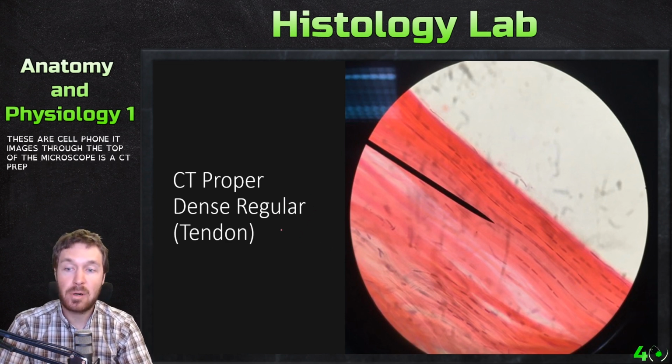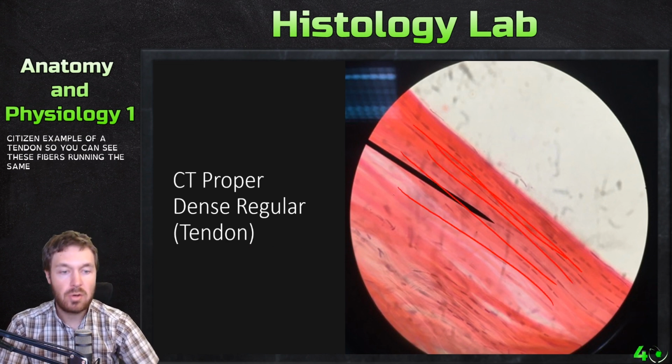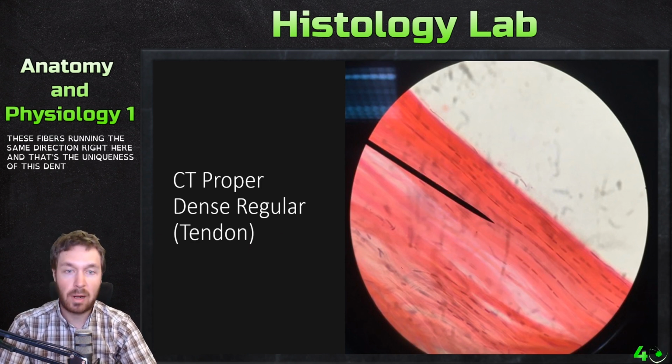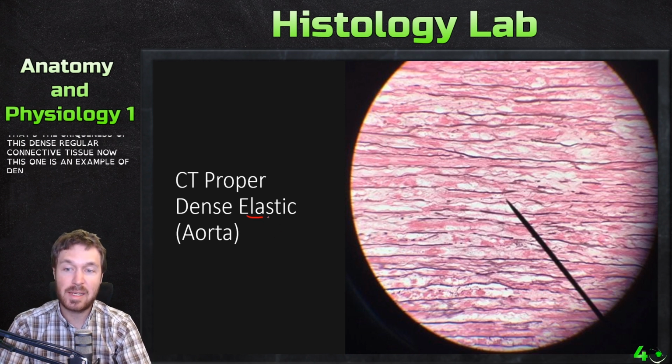This is CT proper, dense, regular. So there's an example of a tendon. You can see these fibers running the same direction right here, and that's the uniqueness of this dense, regular connective tissue. Now this one is an example of dense elastic.